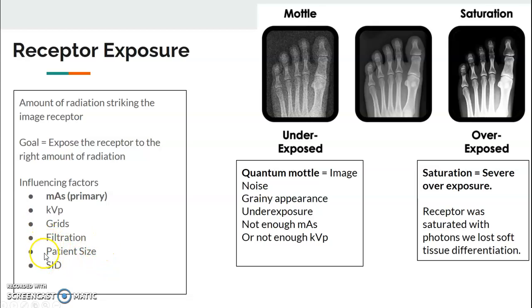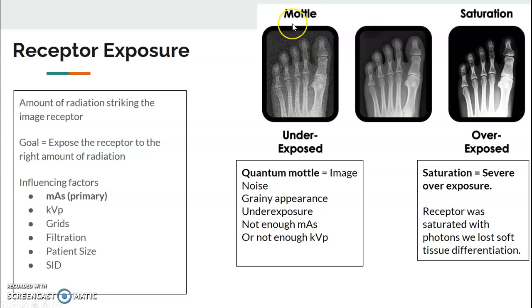Patient size, depending on if it's a really big patient, may attenuate a lot of those x-rays prior to getting to the receptor, and vice versa. If they're very thin or they have something pathology-wise, that might be a factor as well. And then SID, if you increase your SID, you're further away, you're going to decrease your receptor exposure.